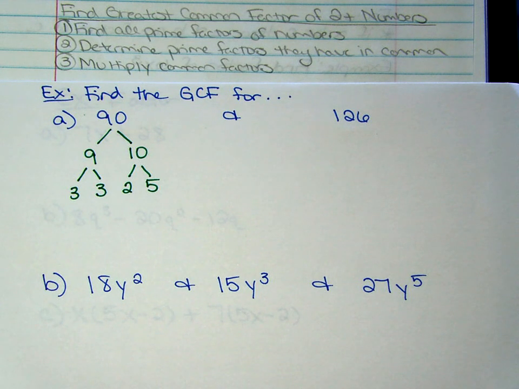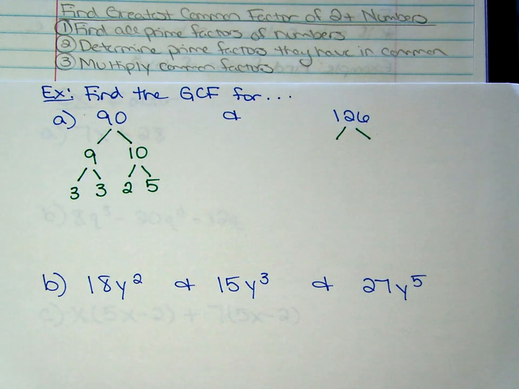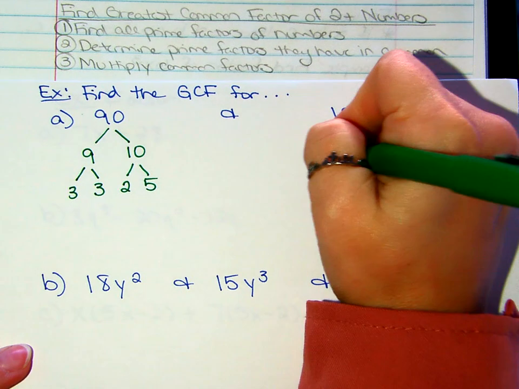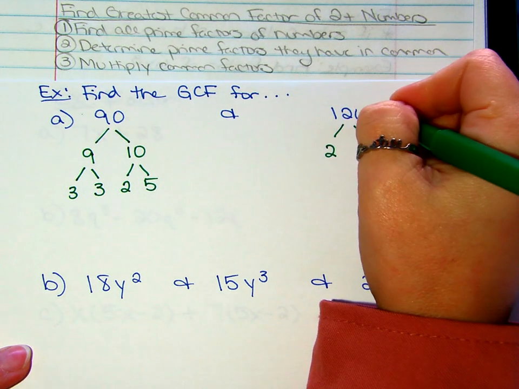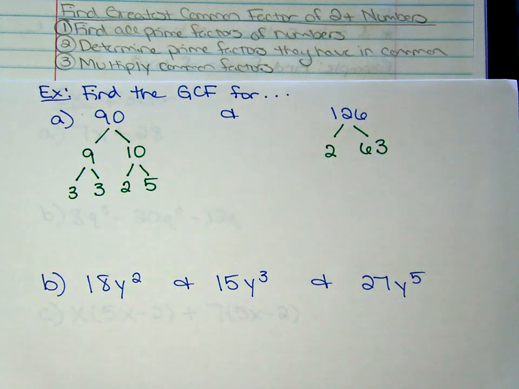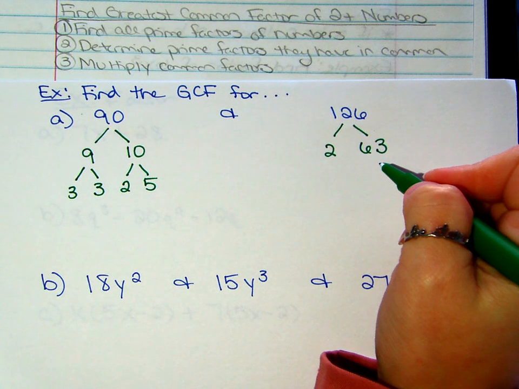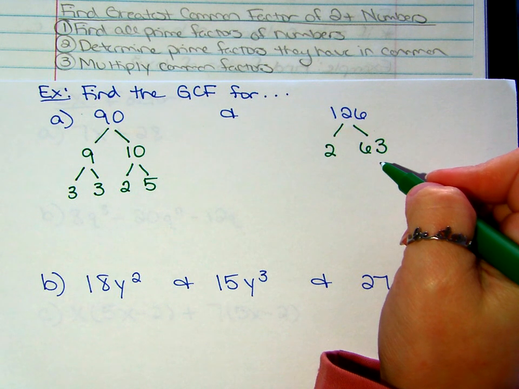Now I need to go factor 126. Off the top of my head, the only factor I would know to pull out would be the number 2, again, because it's an even number. And then I'd say, okay, 2 times what would give me 126? Well, 2 times 63 would give me 126. 2 is prime, so it's done. Now here, I would have to determine if 63 is prime or not. And it is not.